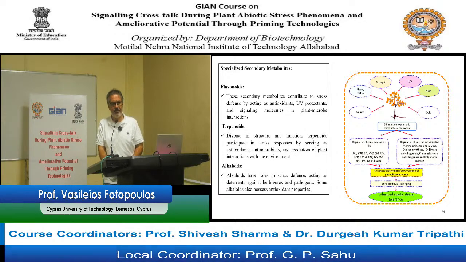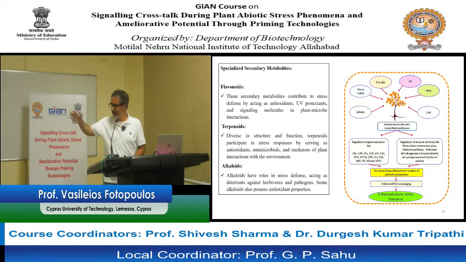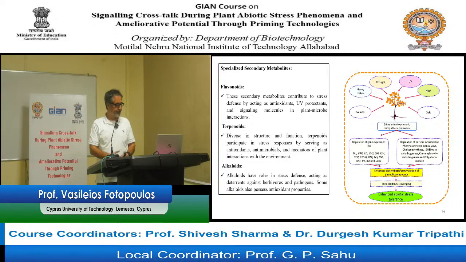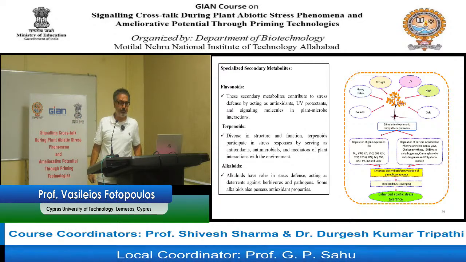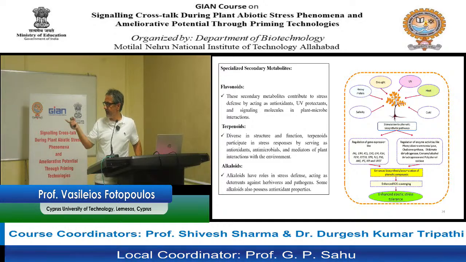We characterized 13 genes that are involved in the process, and we're actually having a paper under review in a journal exactly showing this component. They also act, as I said, as signal molecules in plant microbe interactions. Terpenoids are very diverse in structure and function. We already talked about this.